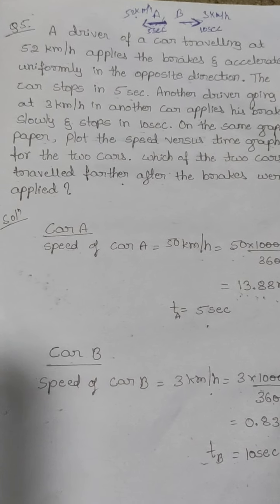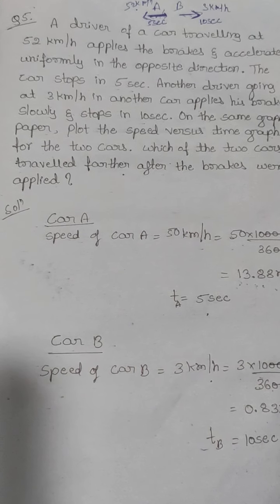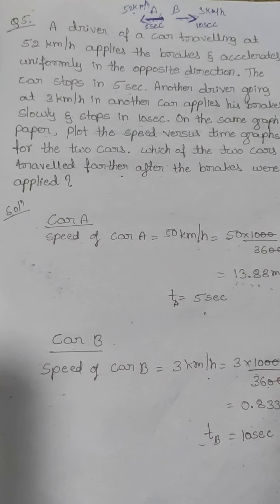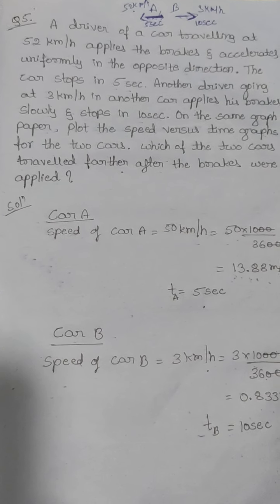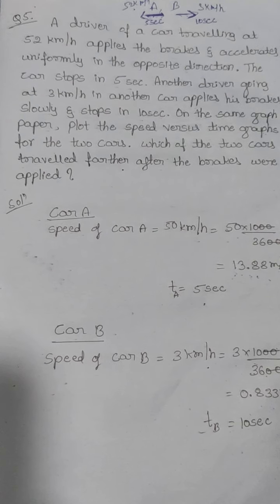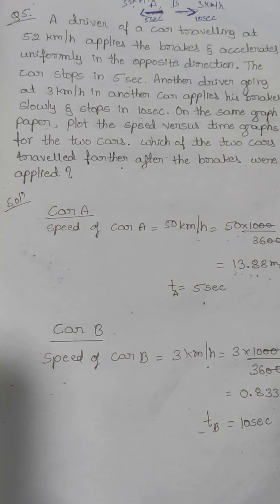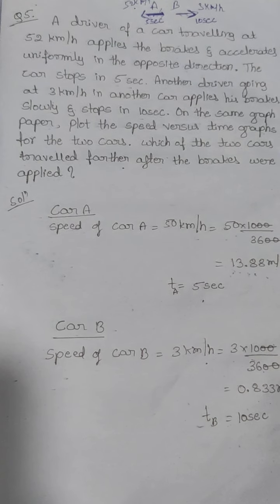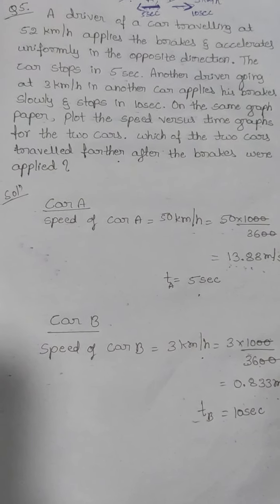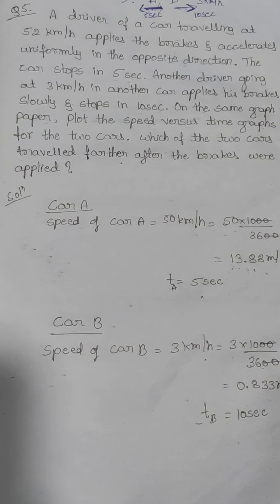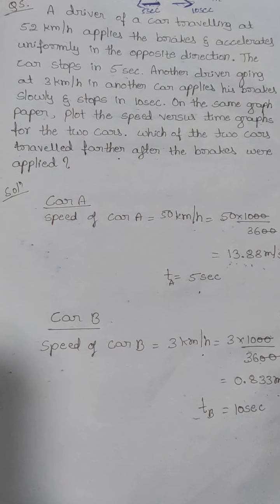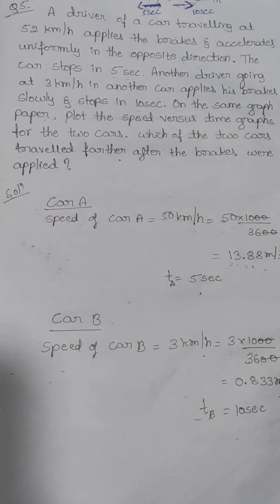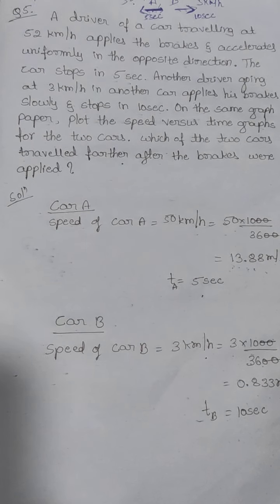Next question. A driver of a car traveling at 52 km per hour applies the brake and decelerates uniformly in the opposite direction. The car stops in 5 seconds. Another driver going at 3 km per hour in another car applies his brakes slowly and stops in 10 seconds. On the same graph paper, plot the speed versus time graph for the two cars. Which of the two cars traveled further after the brakes were applied?